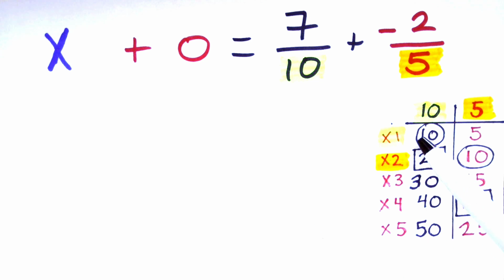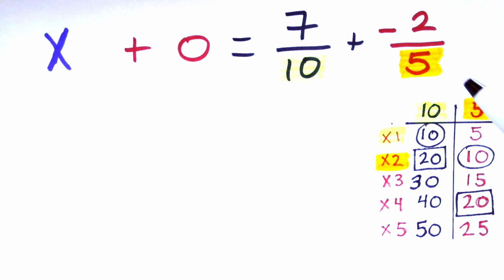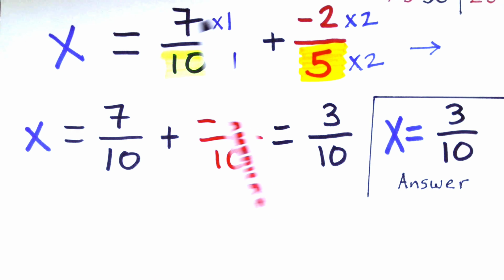So I'm going to multiply top and bottom. I'm going to multiply 10 times 1 to top and bottom. Here, 7 and 10 both get multiplied by 1. I'm going to multiply 5 times 2, both top and bottom. Let's take a look. Let's see what that looks like. Okay, so 10 times 1 is 10, 7 times 1 is 7, plus negative 2 times 2 is a negative 4, 5 times 2 is 10.